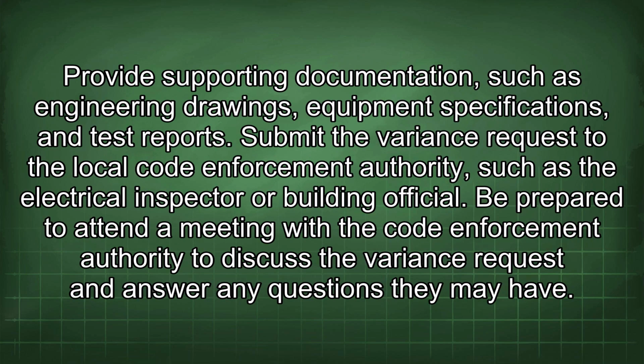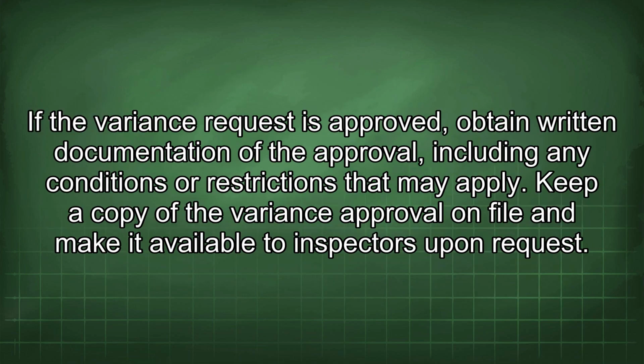Provide supporting documentation, such as engineering drawings, equipment specifications, and test reports. Submit the variance request to the local code enforcement authority, such as the electrical inspector or building official. Be prepared to attend a meeting with the code enforcement authority to discuss the variance request and answer any questions they may have. If the variance request is approved, obtain written documentation of the approval, including any conditions or restrictions that may apply. Keep a copy of the variance approval on file and make it available to inspectors upon request.